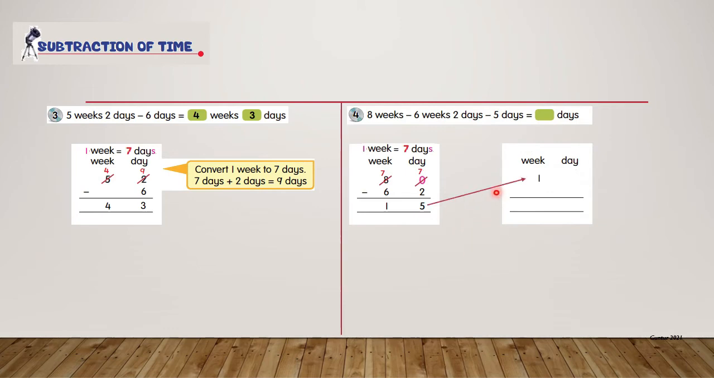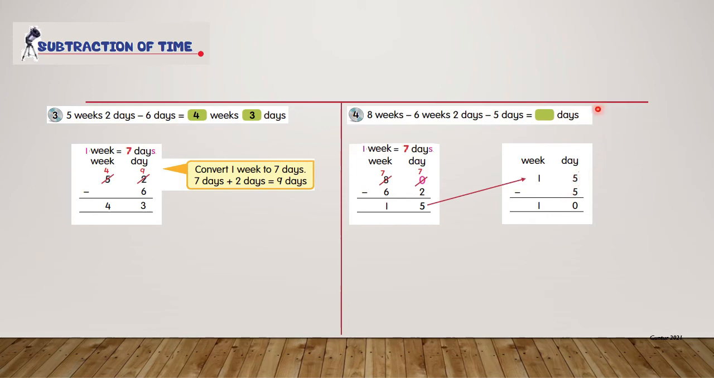Okay, the question is 1 week 5 days. The answer for the first subtraction: subtract by 5 days. Okay, 5 days subtract by 5 becomes 0. 1 week, we write 1. Okay, now the answer is 1 week 0 days.